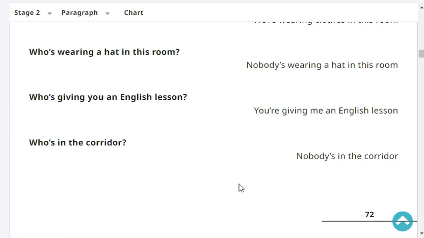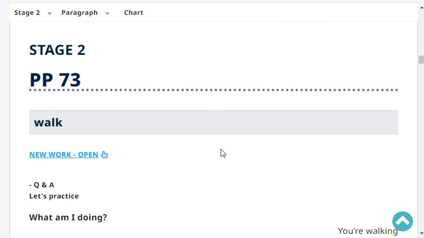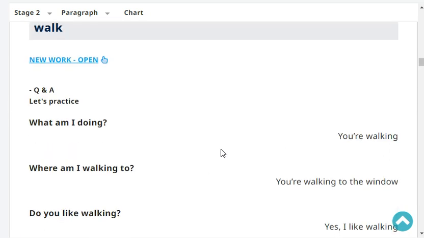Who's giving you an English lesson? You're giving me an English lesson. Who's in the corridor? Nobody's in the corridor. Very good.